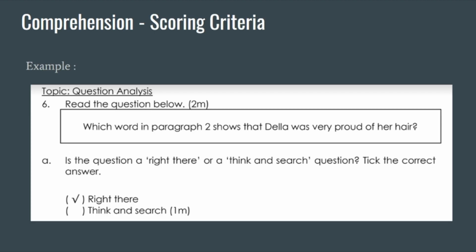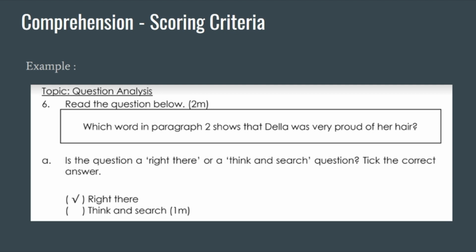So this is a sample of a question that is given in the entry-exit test. The question goes like this: which word in paragraph 2 shows that Della was very proud of her hair? In this question, the student is required to identify if this question is a right there question or a think and search question.